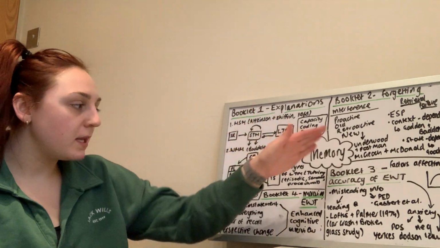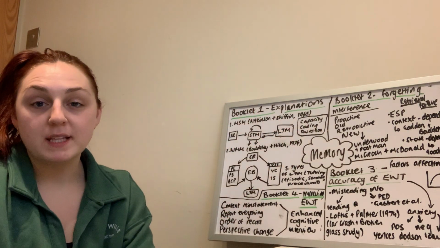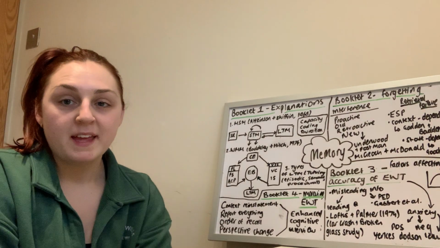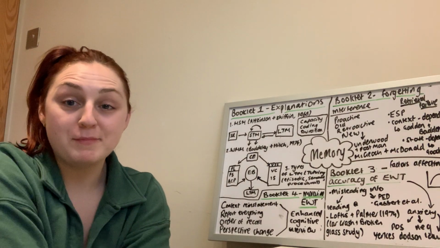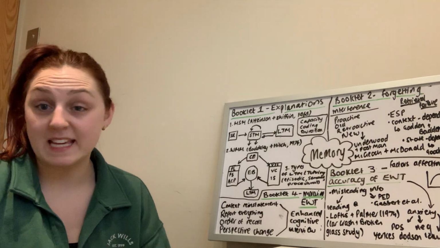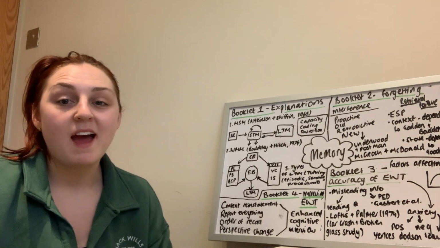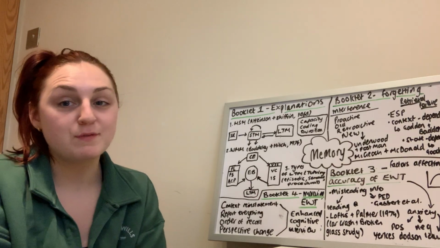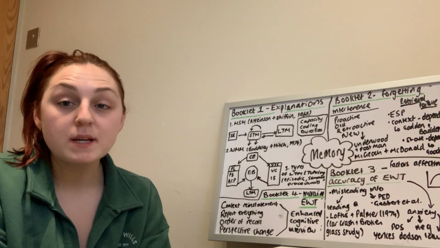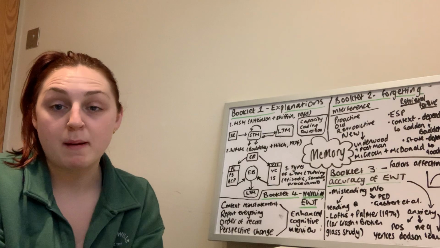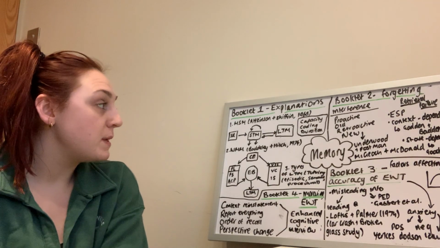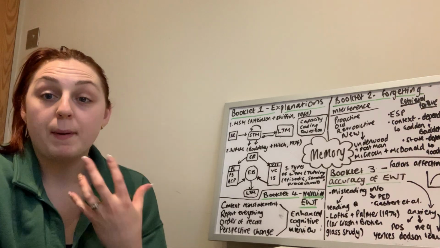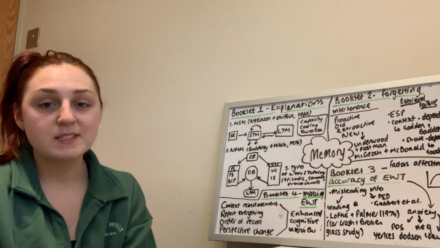So I've split my little whiteboard up as usual into the different sections, starting with booklet 1. Now, hopefully you'll remember from the memory topic that booklet 1 is significantly larger than the others, and that's because it covers quite a few bullet points on the specification for this topic, and that's because it's all about the explanations of memory. So within the explanations of memory, there's actually 3 key theories that you need to know about how and why we remember things.